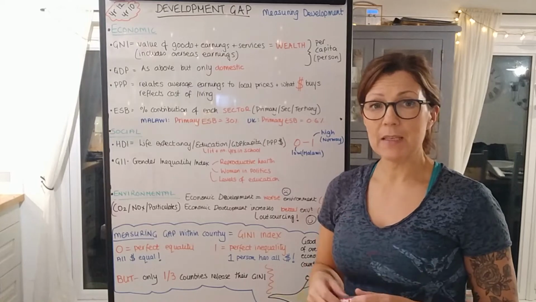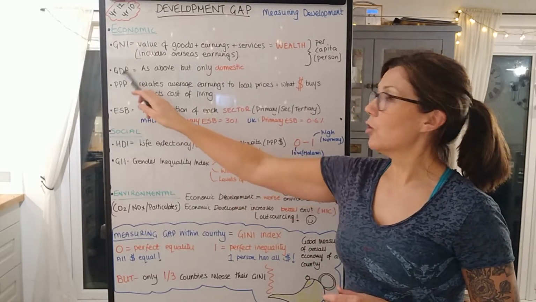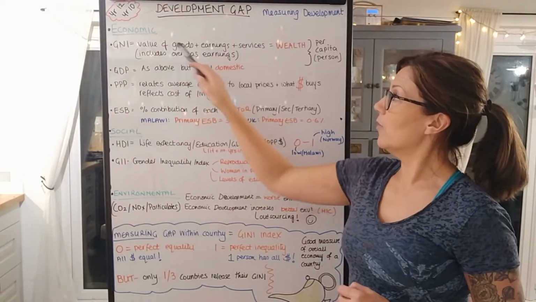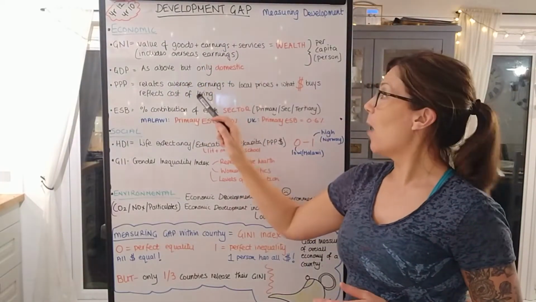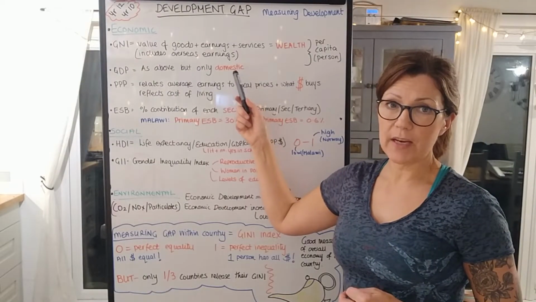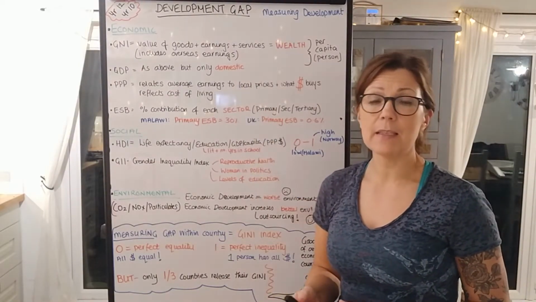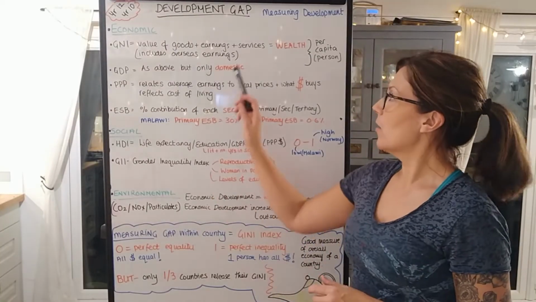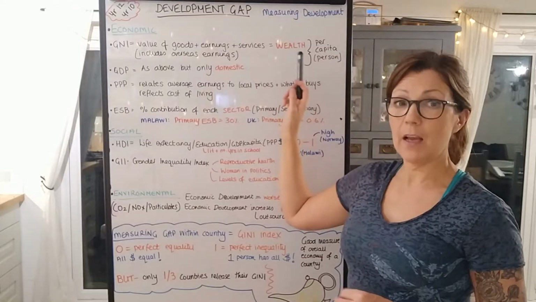Now, secondly, similar to that is GDP. GDP is Gross Domestic Product. So this is slightly different. It's the same as the above, it's the value of the goods and services. However, it's only the domestic goods and services that are taken into account. So that's the goods and services that are from inside the country, not outside the country. So again, that's measured in GDP per capita.